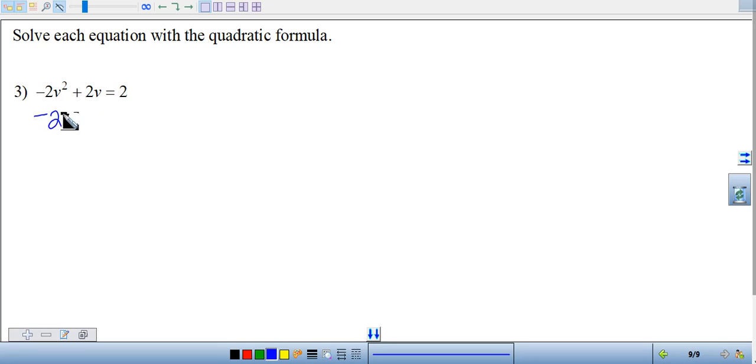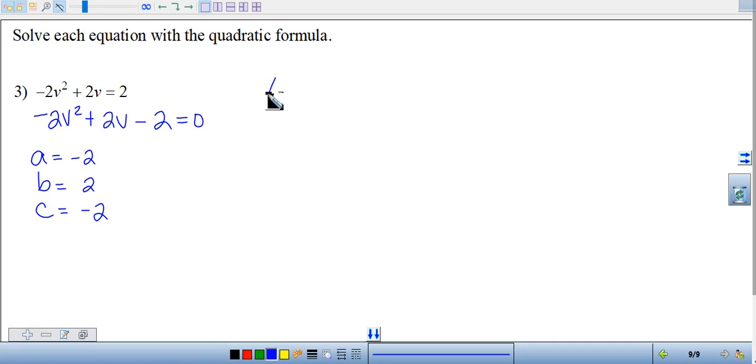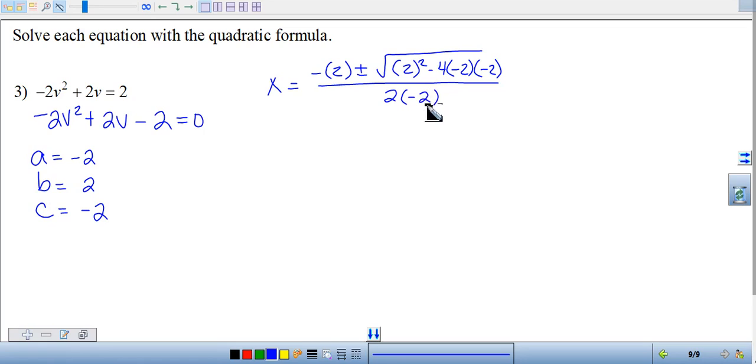So I can write this as negative 2v squared plus 2v minus 2 equals 0. And then I'll identify my a term, my b term, and my c term. A in this case is negative 2, b is positive 2, and c is negative 2. So now I'll set up the problem. X is equal to negative b plus or minus the square root of b squared minus 4 times a times c, and this is all over 2 times a. So I've got negative 2 plus or minus.